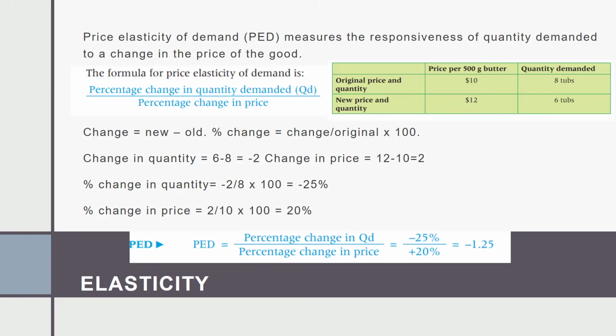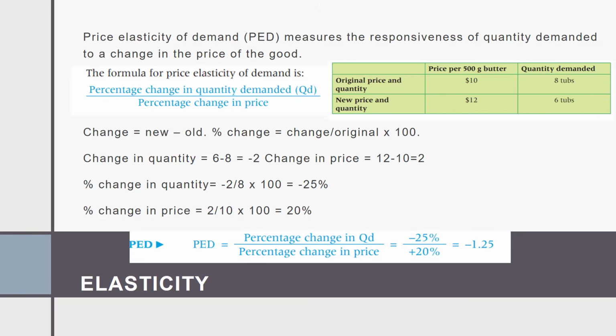There's a formula you had to remember. You had to remember the formula. The change in demand divided by the original demand multiplied by 100.